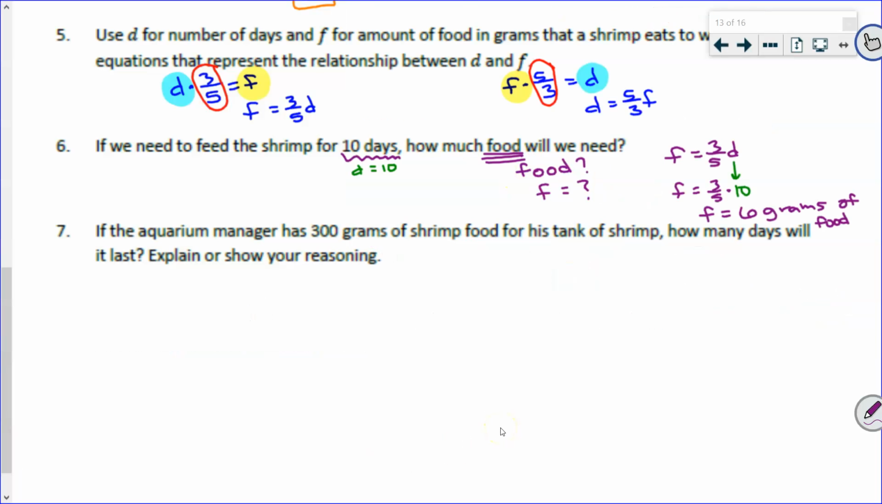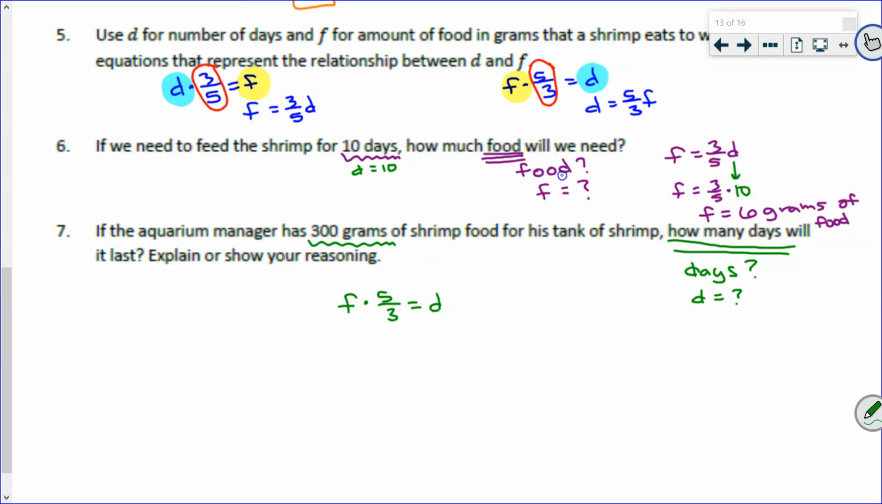All right, this is what this should look like. This time I say we have 300 grams of food for the tank of shrimp. How many days? That means I want to know what's the days? Or in other words, what is D equal to? Look at your equations. Which one has a D all by itself, ready to answer the question? Our second equation, right? So that's the one that we're going to use. F times 5/3 is equal to D. Or if you wanted to use this version, that's fine too.